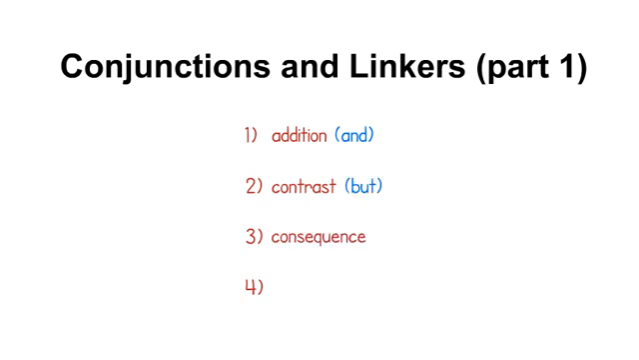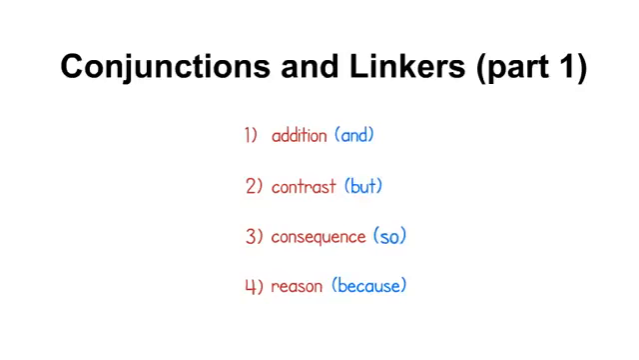Conjunctions and linkers. We will look at 4 of the most common ways to link sentences, that is, linkers to express 1. Addition, words that mean and. 2. Contrast, words like but. 3. Consequence, words like so. And 4. Reason, words like because.